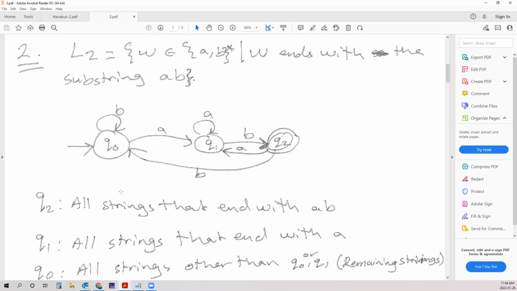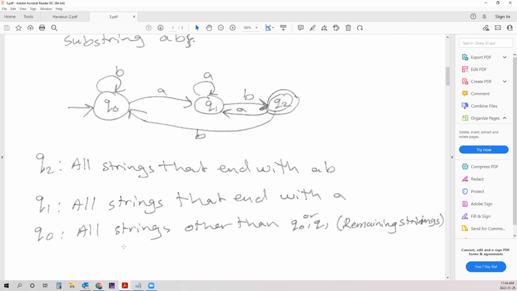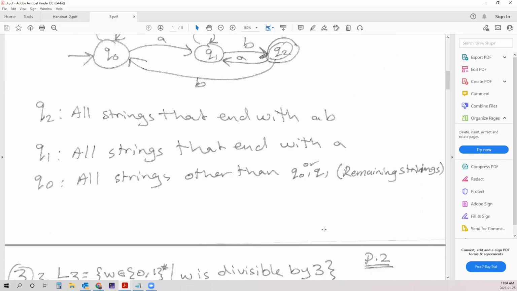So all strings that end with AB are Q2, all strings that end with an A are Q1, and all strings other than those for Q2 or Q1, the remaining strings that end with AA, BA, BB, you will stay here at Q naught.